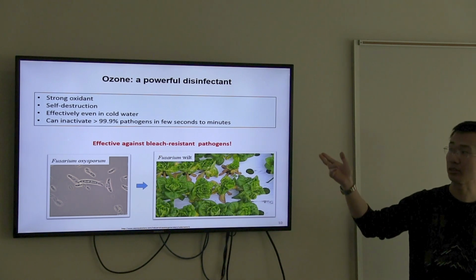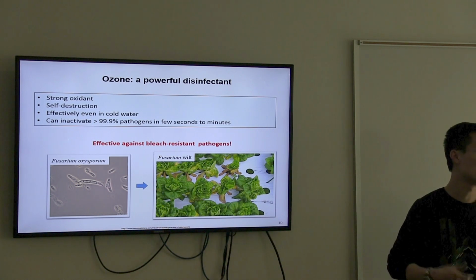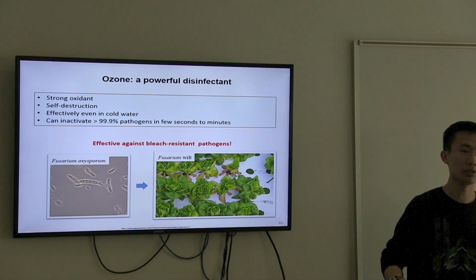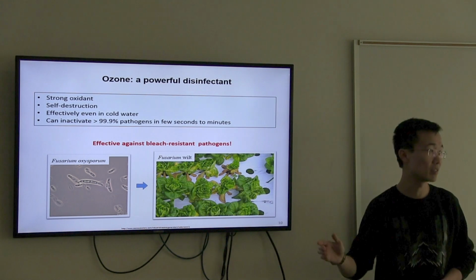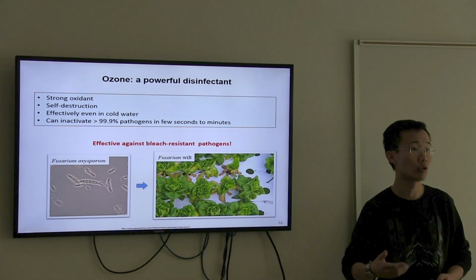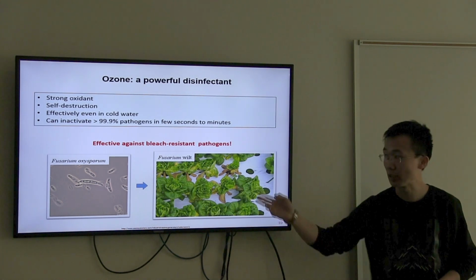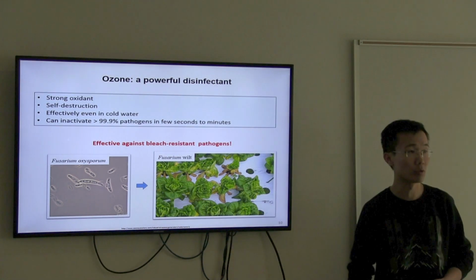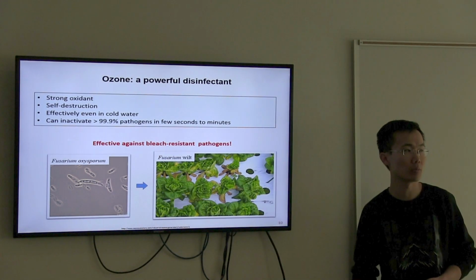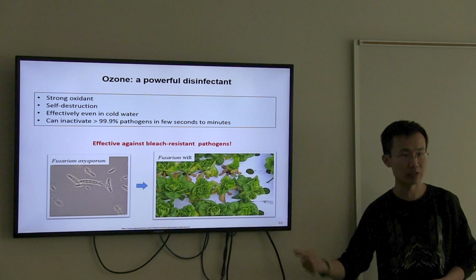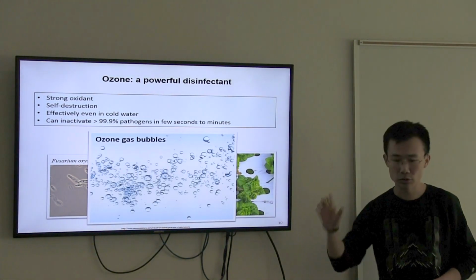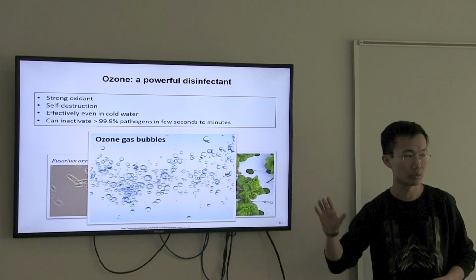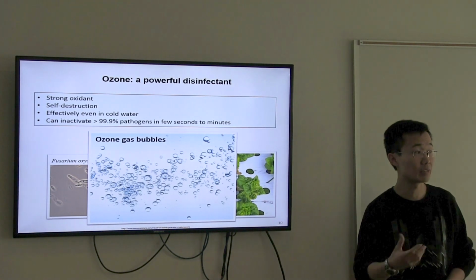Ozone is a powerful disinfectant. It's even effective in cold water. It is self-destructive. It does not leave a residual in your water, and it's even effective against several chlorine-resistant pathogens. For example, for this Fusarium oxysporum, you need much lower ozone dosage compared to chlorine to get this pathogen inactivated sufficiently. Ozone is typically applied into the system as gas bubbles.